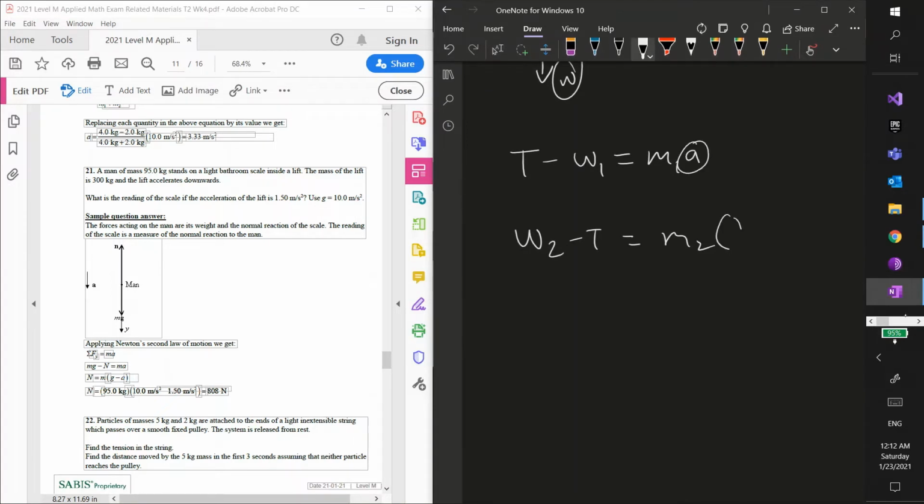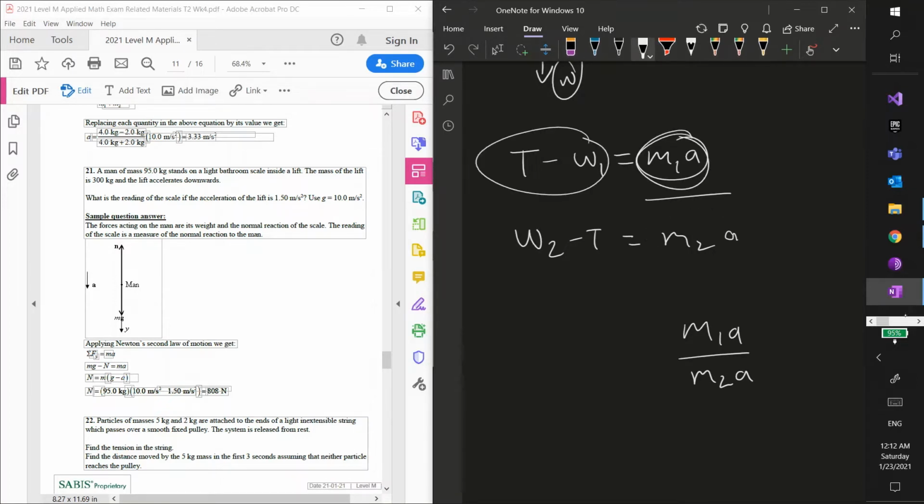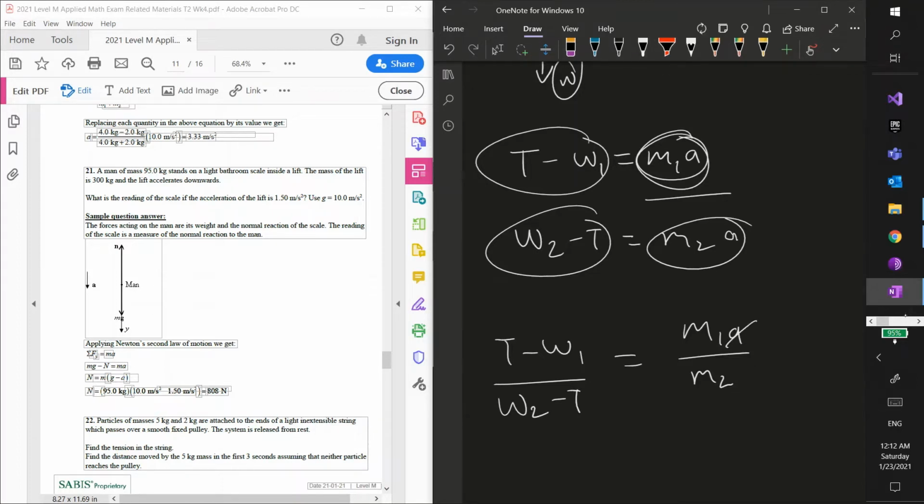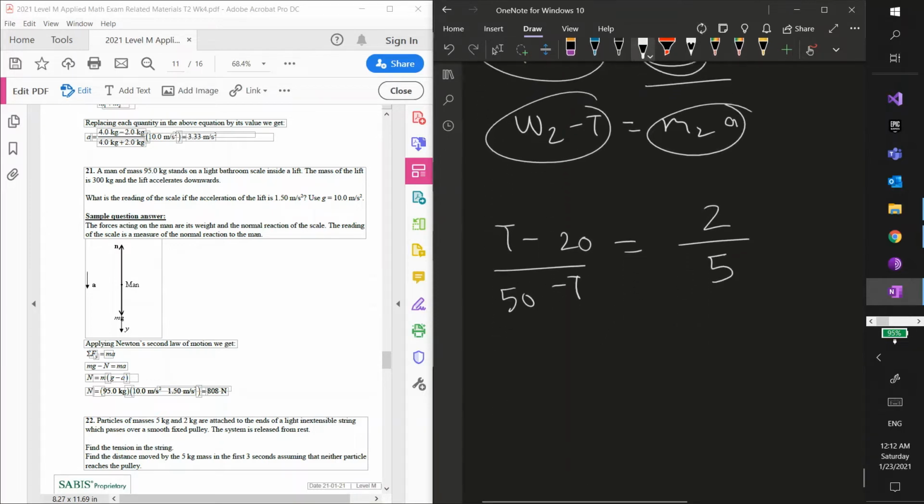Now, a and a are not given, so we're going to have to solve this question without having the a's. So what you can do is take the ratio of these two. It's m1a over m2a. Since this is equal to this, that's the same as saying T minus W1 over W2 minus T. Now, the a and the a cancel out. m1 is given to be 2, m2 is given to be 5. So the weight here is going to be m1g, which is just 20, and m2g, which is just 50. And now we can simply solve for T.